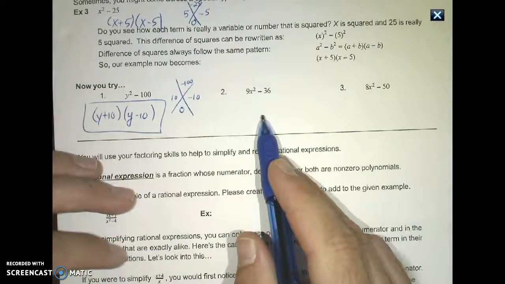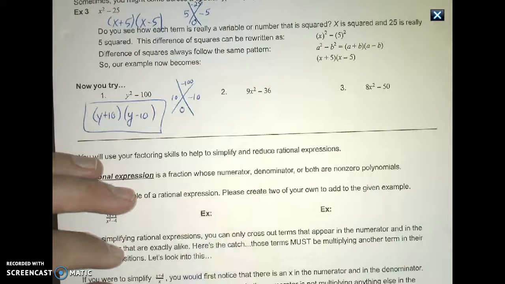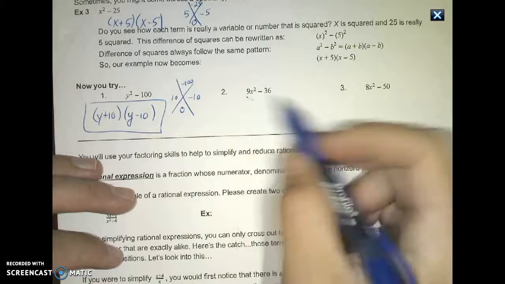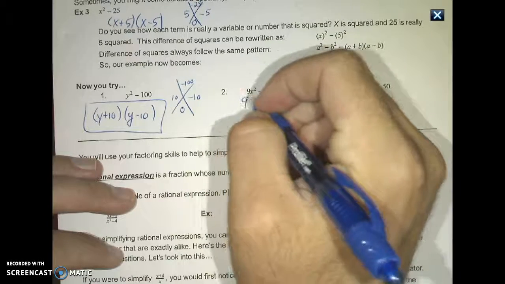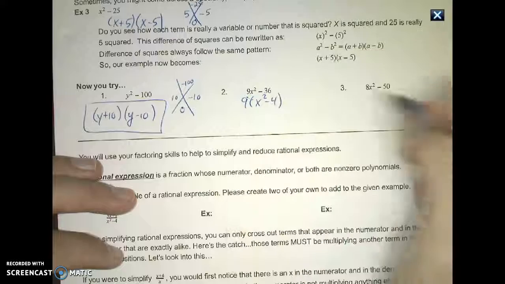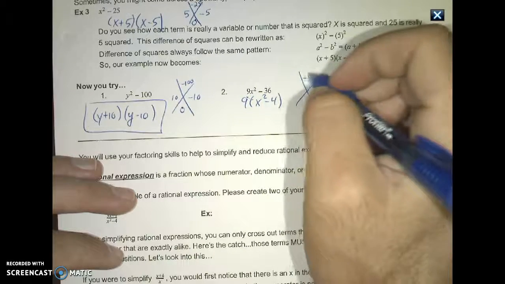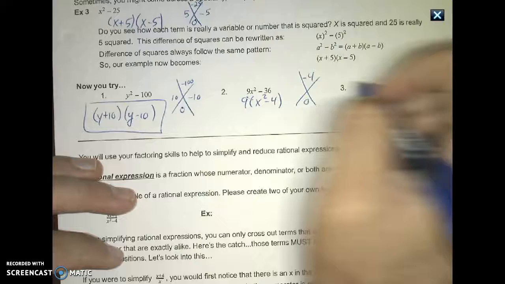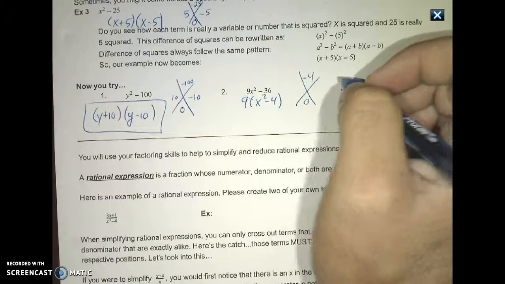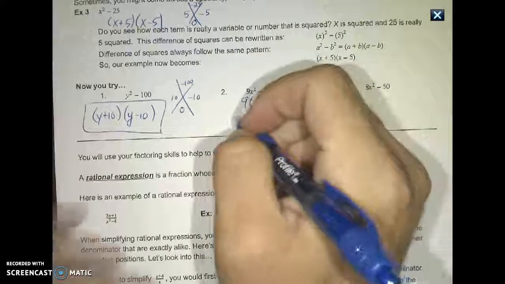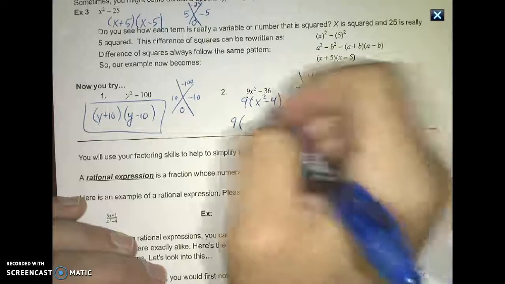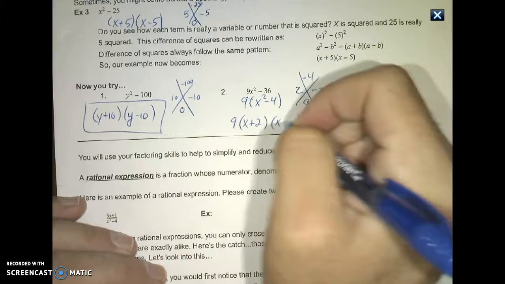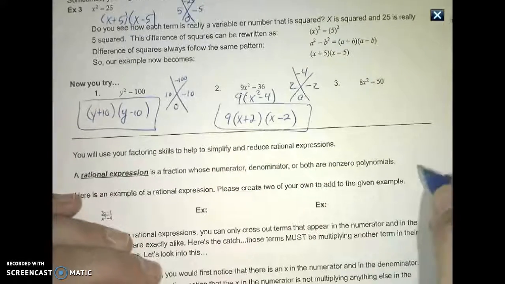Number 2, what perfect square can go into 9x squared minus 36? Well, what we could do is look for a GCF. A GCF here would be 9. 9 can go into both of them. So negative 4 can go up top, 0 down low. What number times itself will give you 4? 2 and negative 2. Let the 9 chill out front. X plus 2, x minus 2.